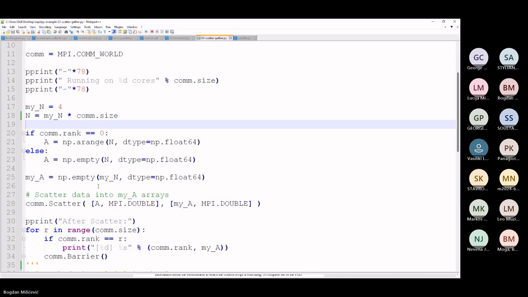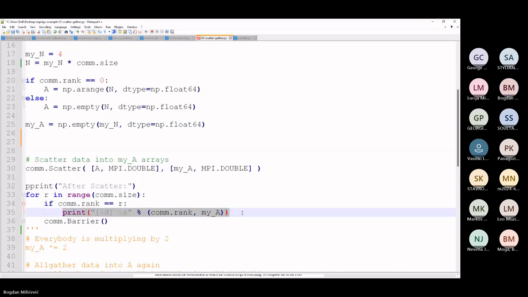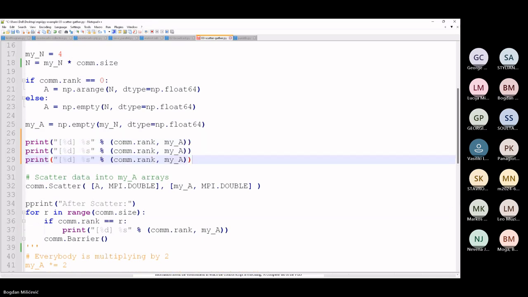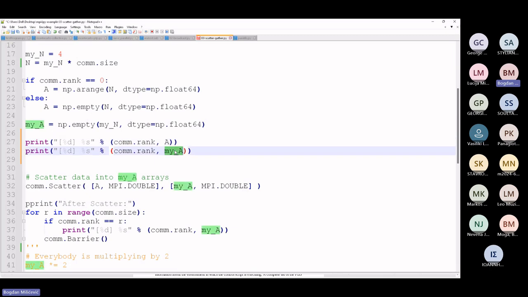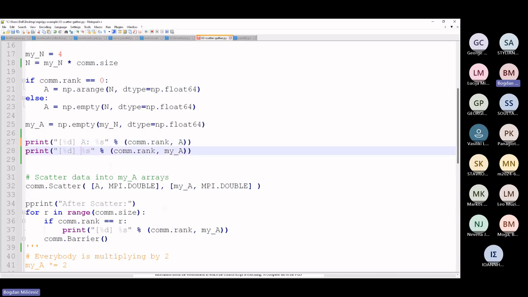Here we can print the value of A and my A before scatter. I think that's a smart thing to do. Let's print it like this. So we'll print A and my A. These are total lines. Maybe we should also mention which one is which. We have A and we have my A.